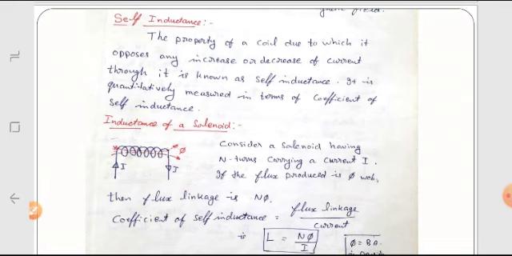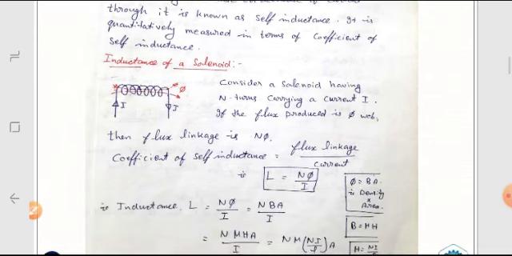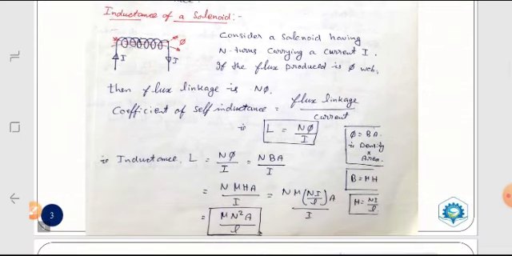Self-inductance is the property of a coil due to which it opposes any increase or decrease of current through it. It is quantitatively measured in terms of the coefficient of self-inductance. Now let us see what is inductance of a solenoid.